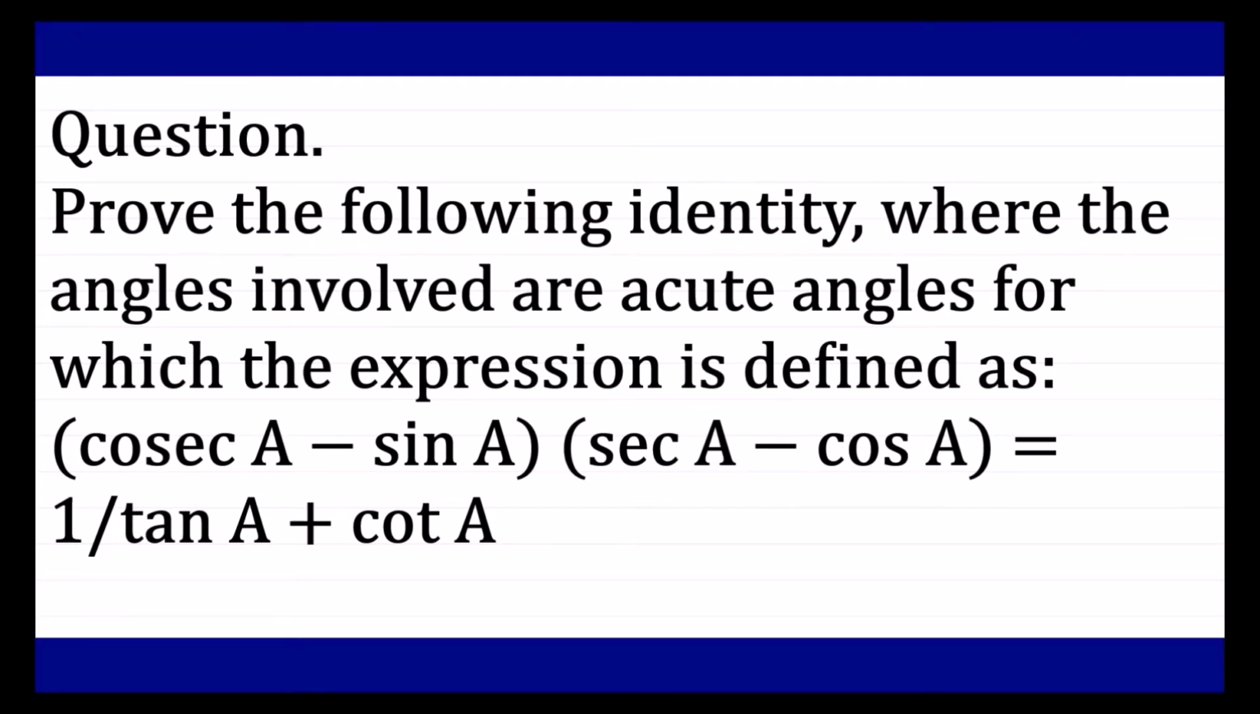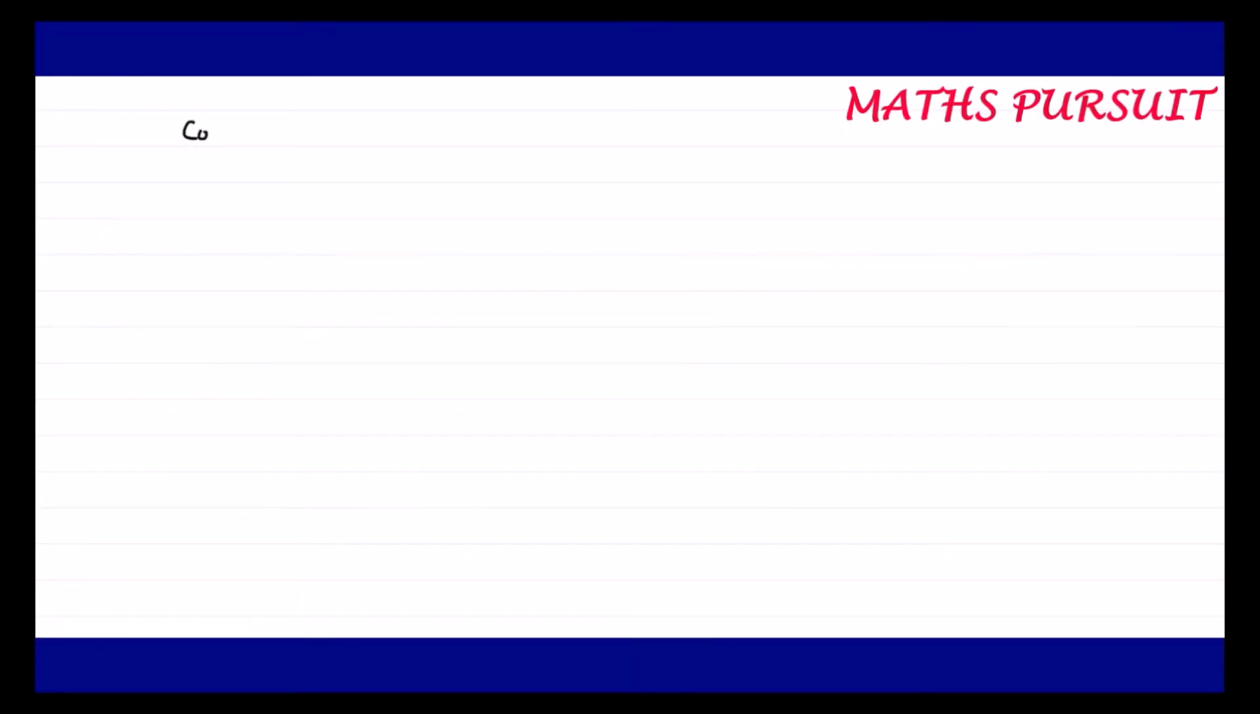Now it is being given that (cosec A minus sin A) into (sec A minus cos A) is equal to 1 upon tan A plus cot A.